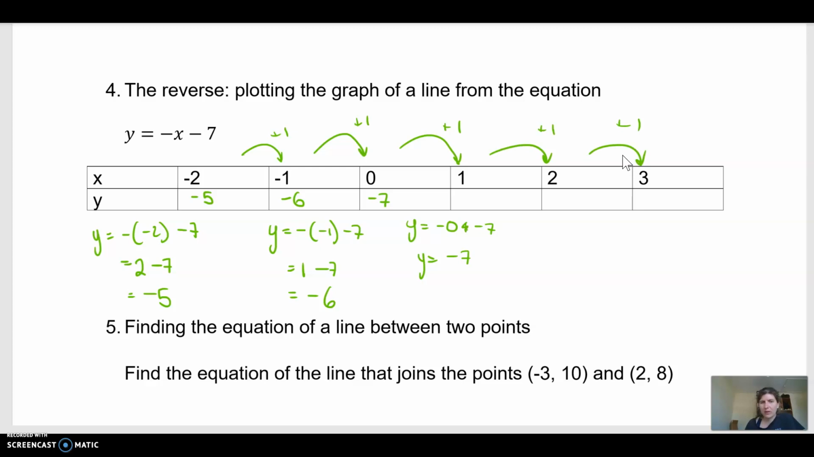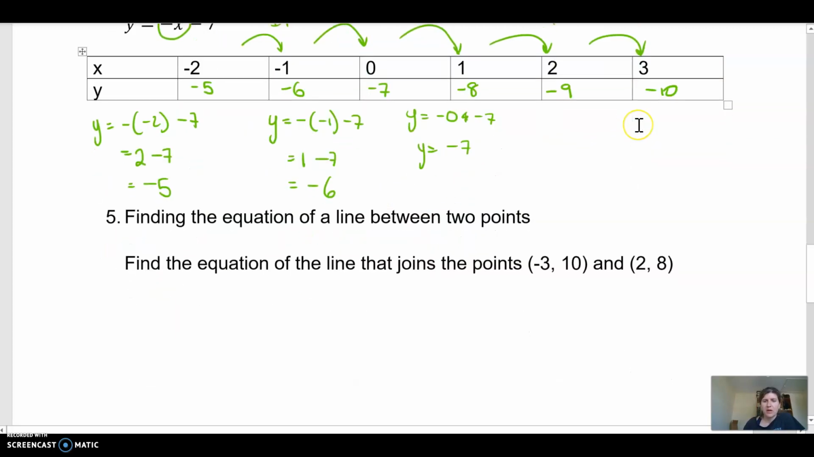Okay, and we can see here, for each of our y coordinates, they're going down by 1. We're going from -5 to -6 to -7. So my next one's going to be -8, -9, -10. Now the reason why they're going down by 1 every time is because your gradient is -1. So that's why you've got that constant, consistent change, because your gradient is the same.